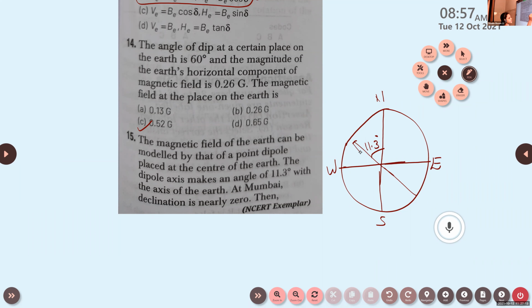What about this axis, the axis of this magnetic dipole? Which pole will lie here? North? Is it north? Geographic north. Here we have the north pole, so the same north pole lies here.